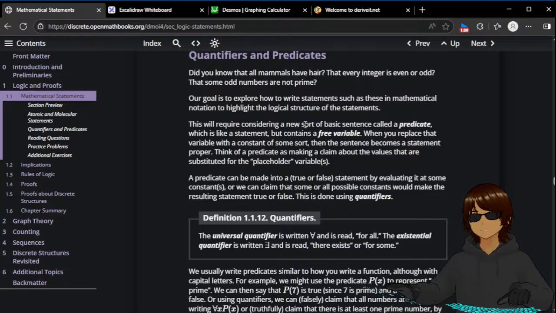This will require considering a sort of basic sentence called a predicate, which is like a statement but contains a free variable. When you replace that variable with a constant of some sort, then the statement becomes a statement proper. Think of a predicate as making a claim about values that are substituted for placeholder variables. A predicate can be made into true or false by evaluating it at some constants, or we can claim that some or all possible constants would make the resulting statement true or false. This is done using quantifiers.